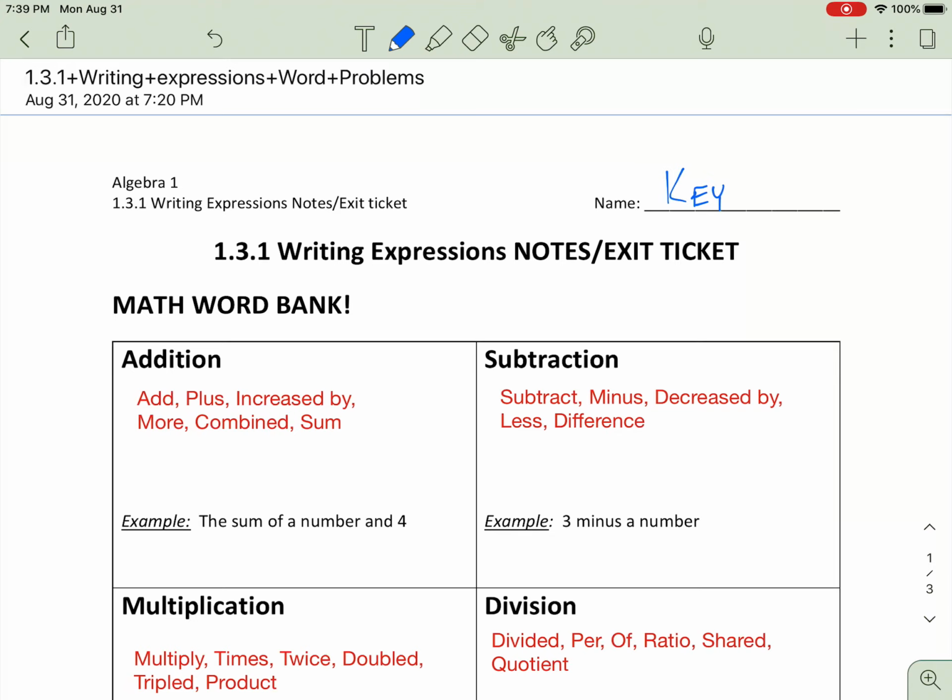Yesterday we talked about interpreting expressions. We were basically looking at word problems, writing an expression, and using it to help solve a problem. Today we're going to work backwards. We're going to write the expressions based on terminology or wording that's given to us. In order to do so, we have to look at a word bank that's going to help us out.